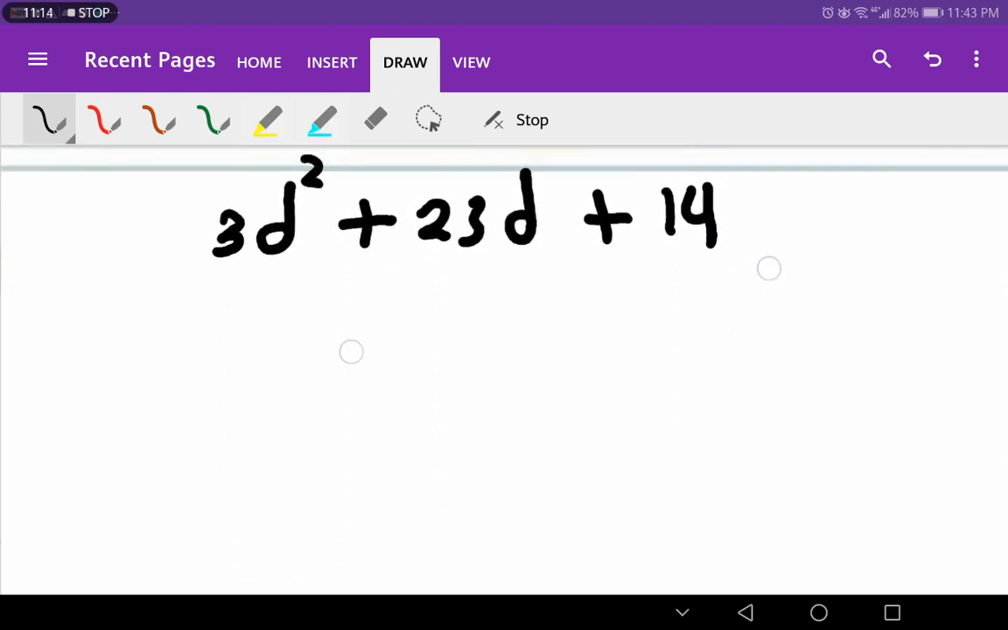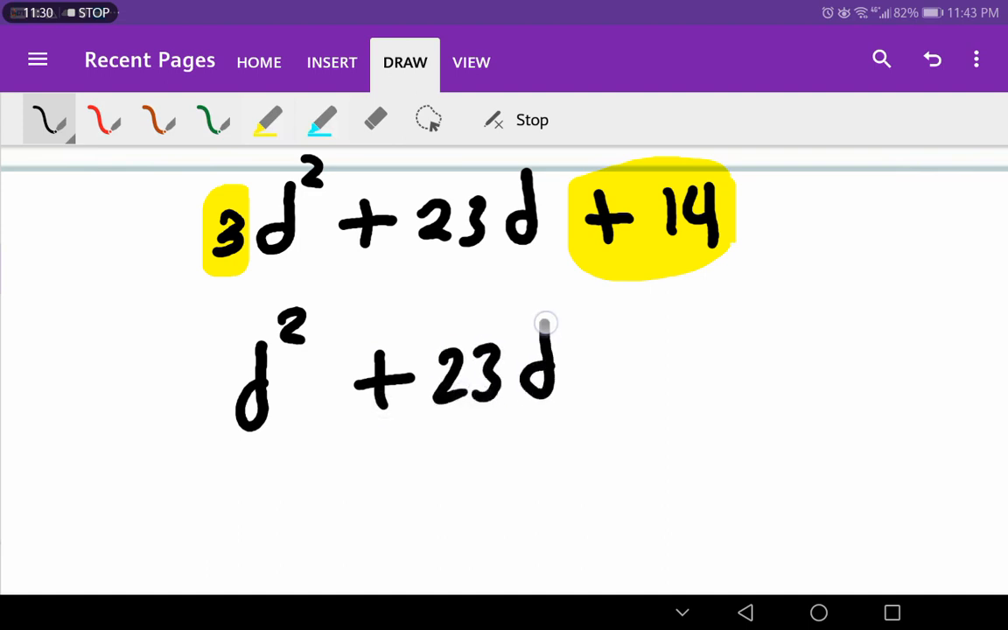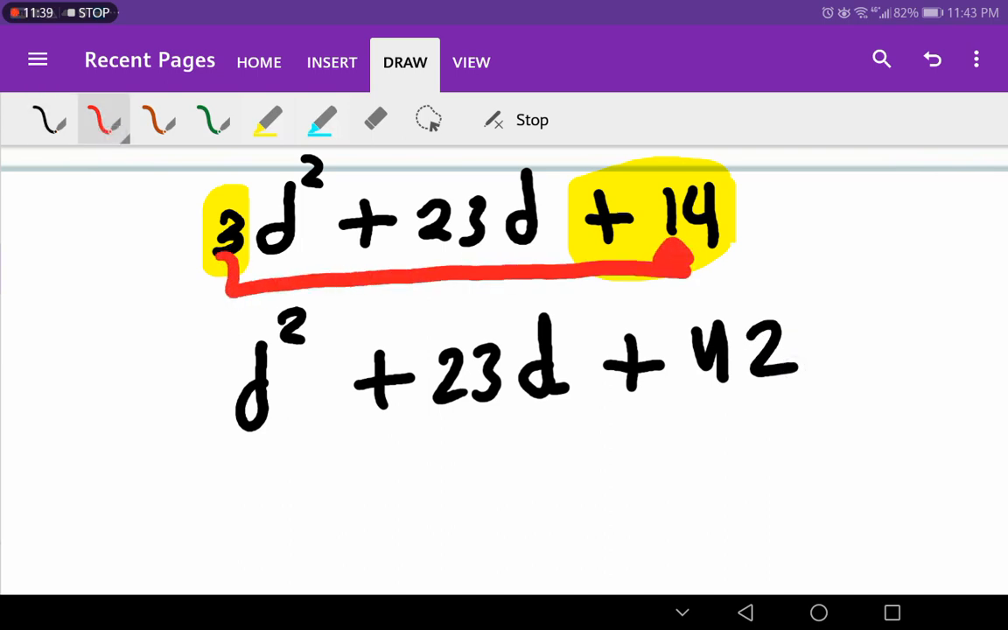Okay, let's go. The first step, we multiply this by this, the a by c, and this is equal 42. Let me rewrite it again. d square plus 23d plus 42. So I just multiply this by this. Are you happy with that?